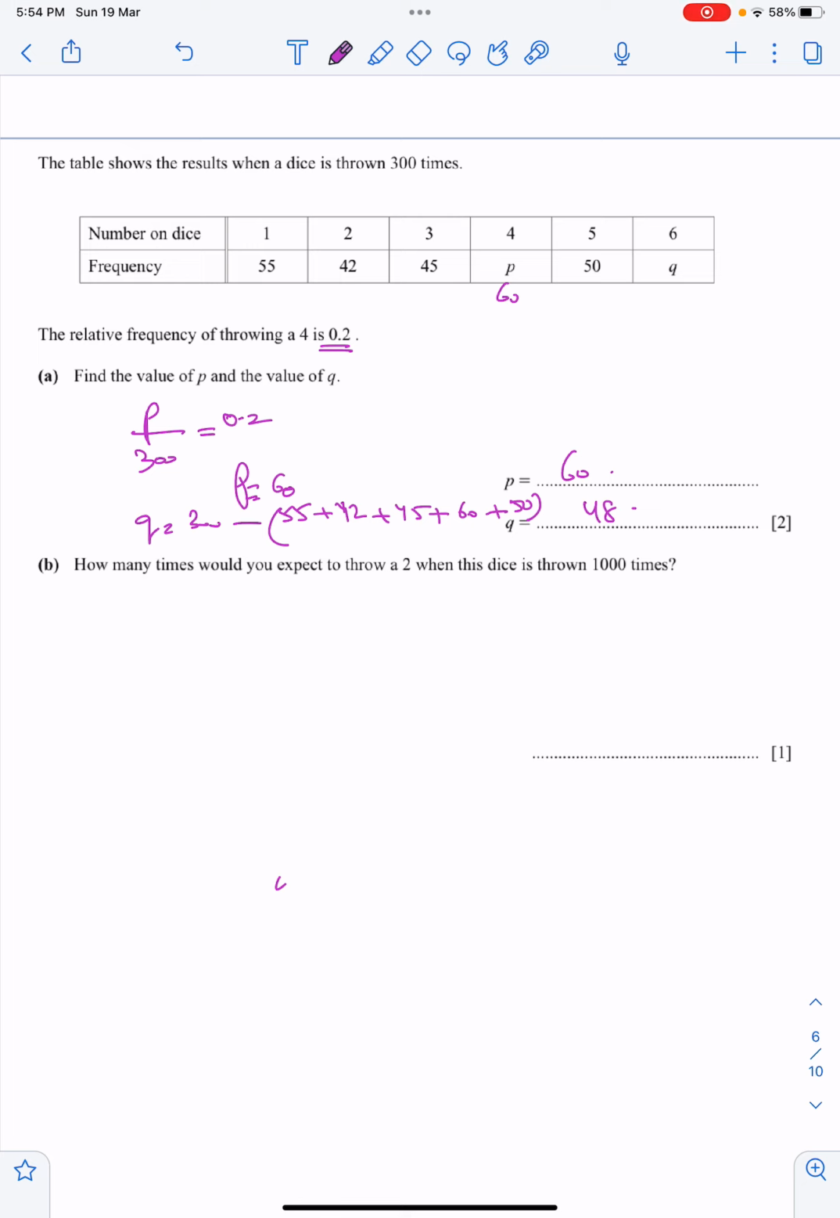How many times would you expect to throw a 2 when this dice is thrown 1000 times? What is the probability of 2?